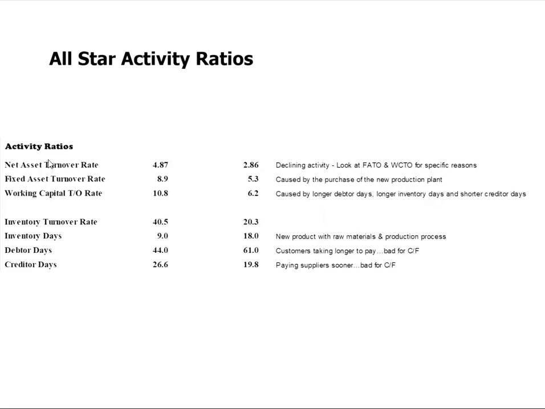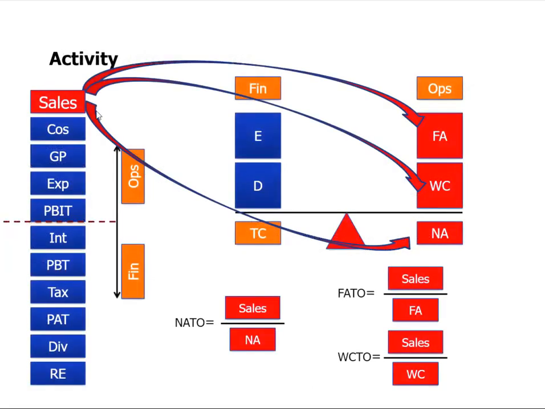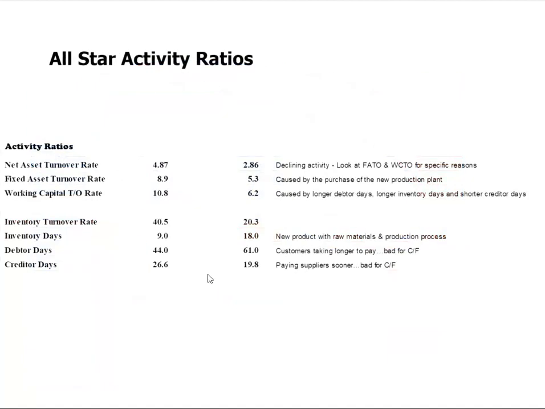So if we break down the net asset turnover rate, we can measure this as a fixed asset turnover rate, which here is the sales over the fixed assets, and we can measure it as sales over working capital. When we do that, we see that the fixed asset turnover rate has declined, and that's because of the new production plant. And here we see that the working capital turnover rate has declined. And specifically, we need to go and find out why is that. And the reasons are quite clear when you look at the following ratios.